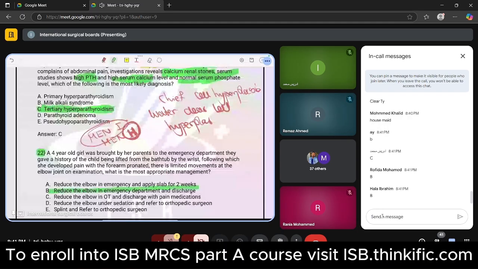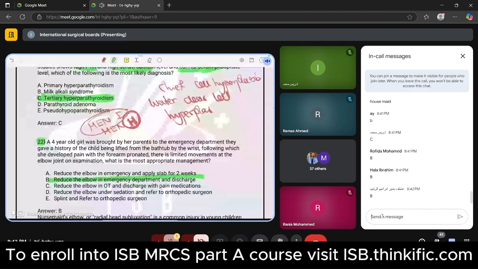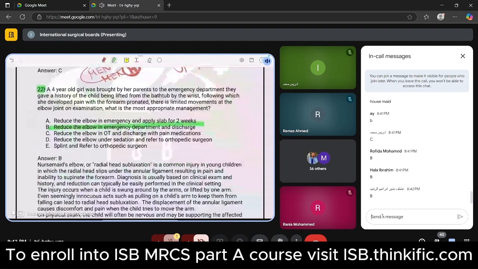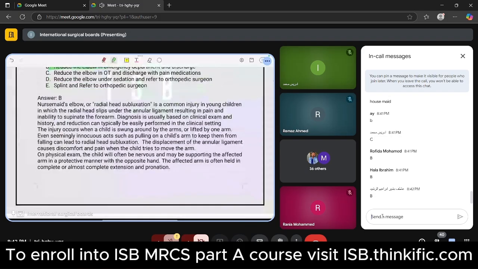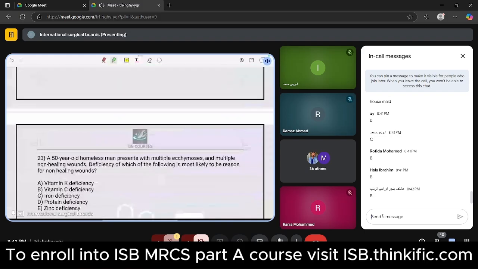Reduce the elbow without analgesia. Without analgesia, you just reduce it and bye-bye, right? The kid can go home. Simple as that. Yeah, it's called nursemaid, not housemaid. Nursemaid elbow or radial head subluxation. Okay, very common injury. There are two ways to reduce it, right? Flexion, extension, and what else?